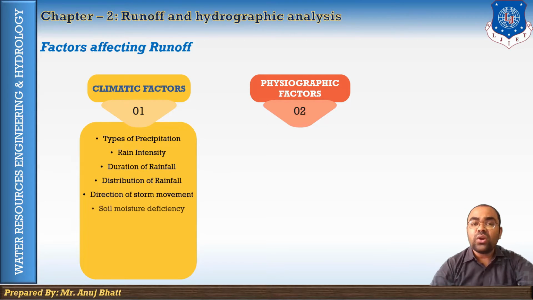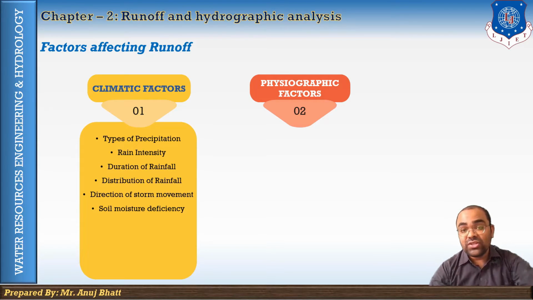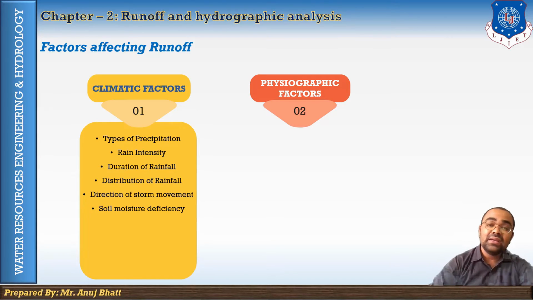While talking about soil moisture deficiency, runoff is greatly affected by the soil moisture condition. If the soil moisture condition is quite low before the rain occurs, most of the rainfall is lost as infiltration, and as a result runoff will be low. If the soil moisture condition is quite high, the rainfall produces high runoff.